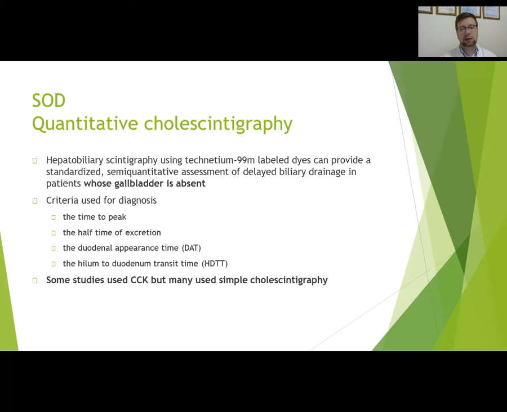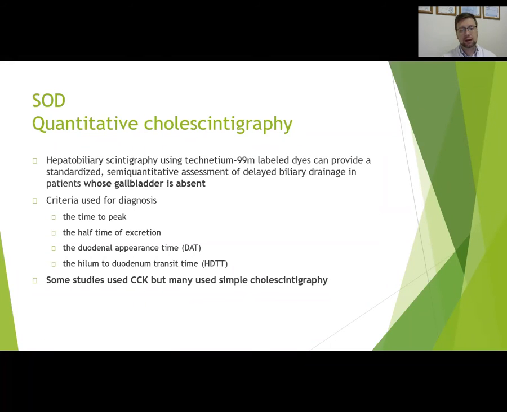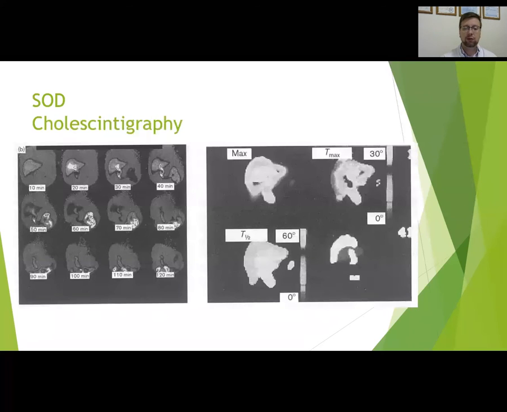Quantitative cholescintigraphy. This is nuclear imaging using Tc-99m labeled dyes, which can provide a standardized semi-quantitative assessment of delayed biliary drainage in patients whose gallbladder is absent. Criteria used for diagnosis are the time to peak, the half time of excretion, the duodenal appearance time, and the hepatoduodenal transit time. Some studies use stimulation with CCK, but may use simple cholescintigraphy.